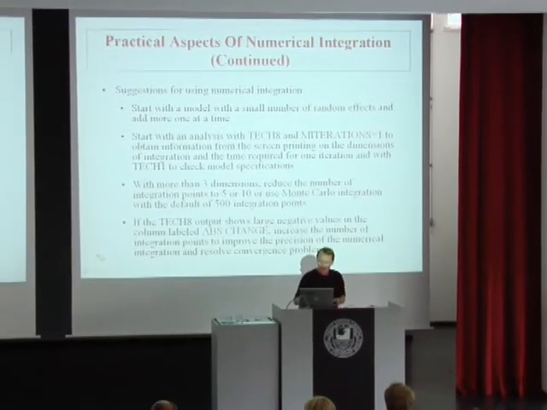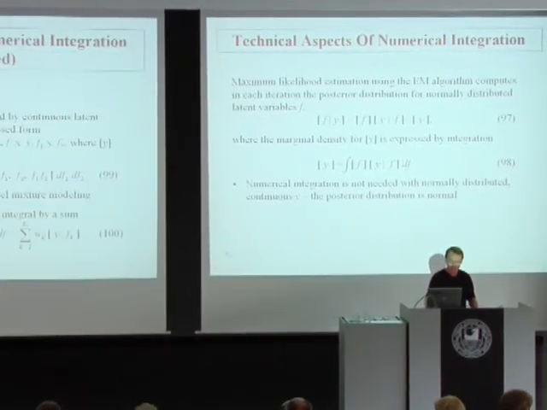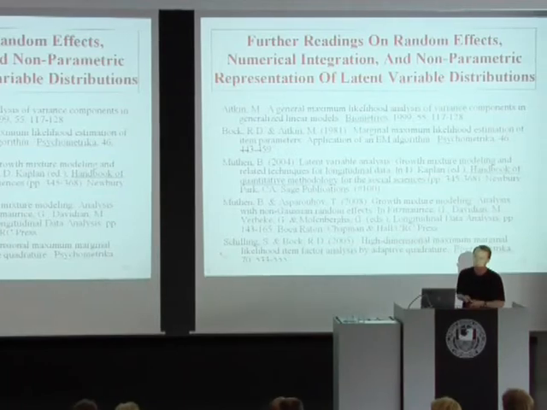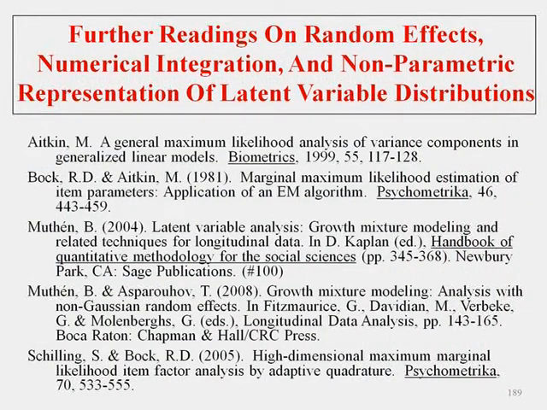Well, here's for those of you who like statistics. It's a beautiful page, but I will not talk about it now. And instead, I point you to numerical integration. For those of you who are techies, and there are a couple of technical people here, I know, Bock and Aitkin applied that kind of numerical integration in item response theory. This is the theory that underlies the so-called BILOG program in item response theory. They use the same procedures we do. Schilling and Bock here at the bottom is a recent one talking about high-dimensional maximum marginal likelihood item factor analysis by adaptive quadrature.